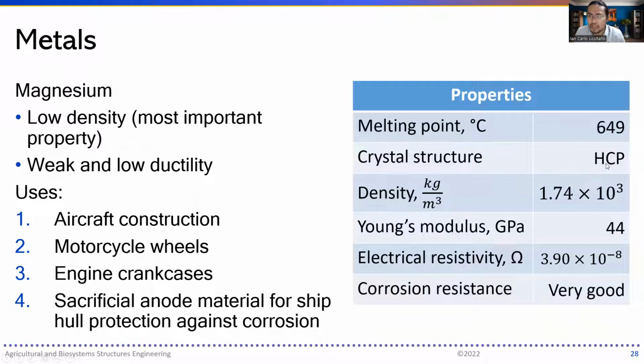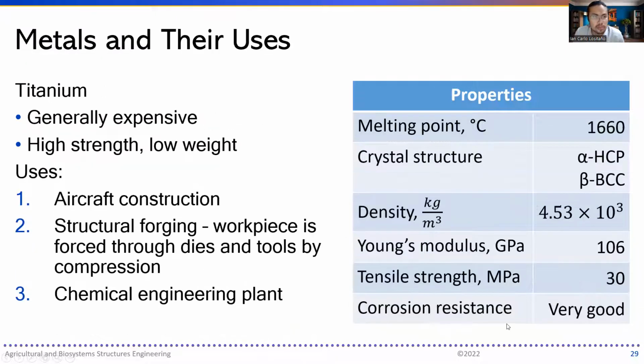You have your HCP, hexagonal crystal structure, the density in kilograms per m cube. This is very low, 1.74 times 10 to the 3. Young's modulus at 44 gigapascals, electrical resistivity, and then very good corrosion resistance.